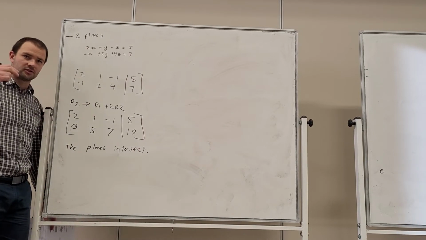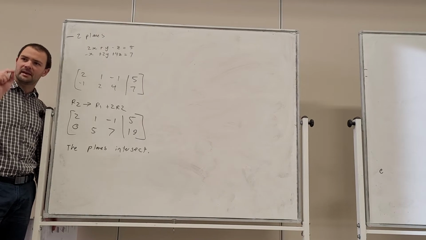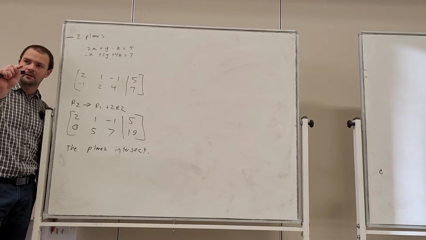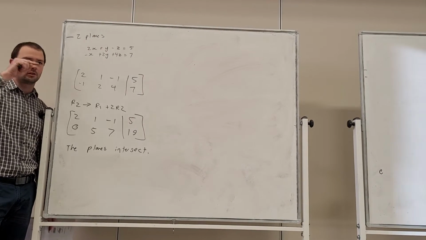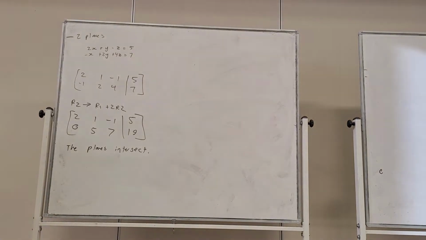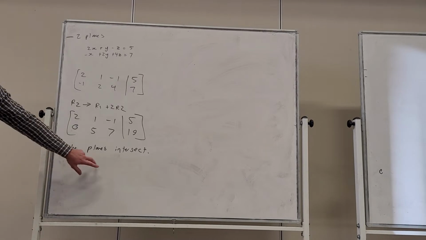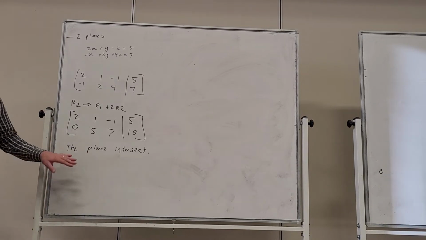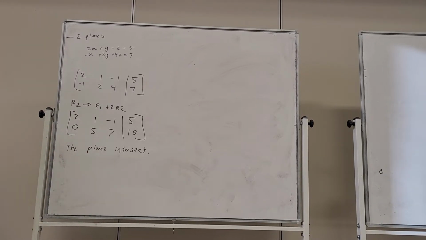Okay, you can think about this, it just scales up. 2 lines meet at a point. All right, 2 planes meet along a line. All right, so the planes intersect. So let's find the line where they intersect, and we're going to describe that parametrically.